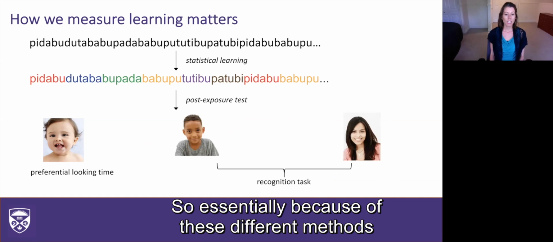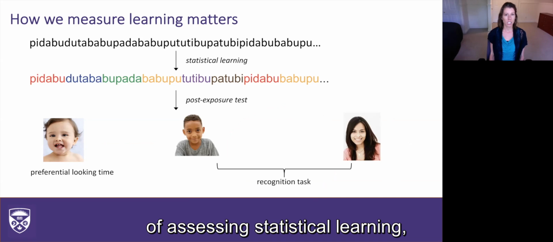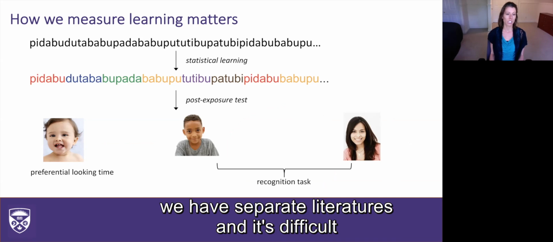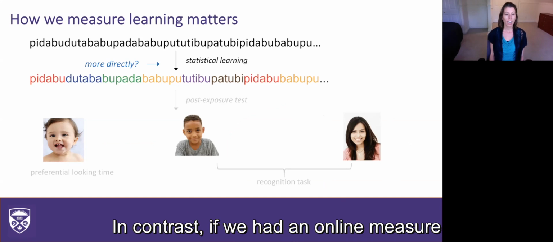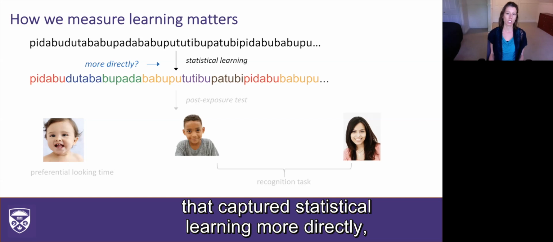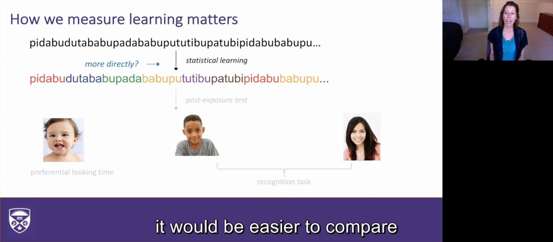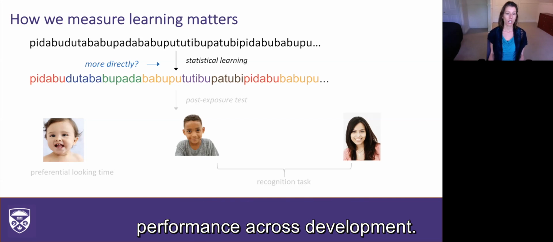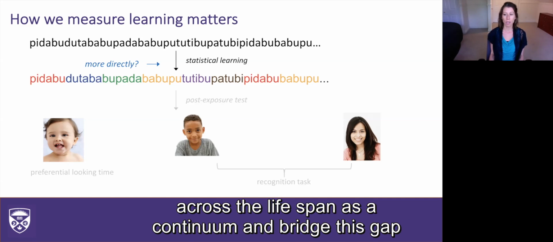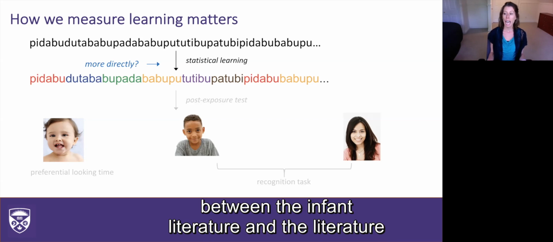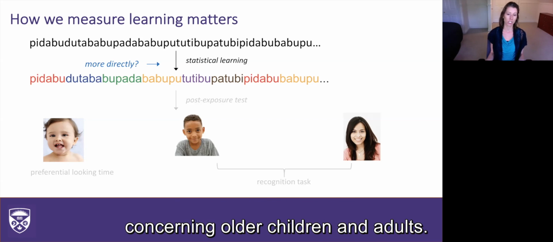So essentially, because of these different methods of assessing statistical learning, we have separate literatures, and it's difficult to directly compare performance across these different groups. In contrast, if we had an online measure that captured statistical learning more directly, it would be easier to compare performance across development. It would allow us to look at statistical learning across the lifespan as a continuum and bridge this gap between the infant literature and the literature concerning older children and adults.